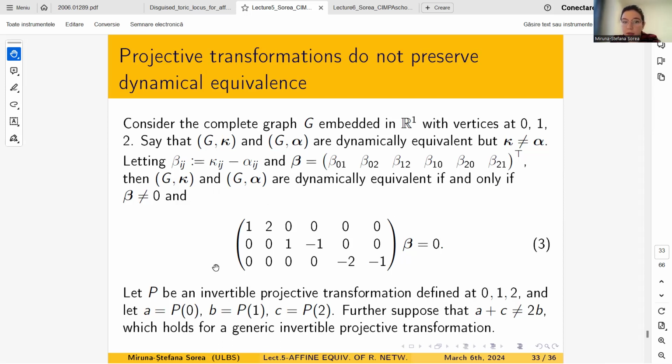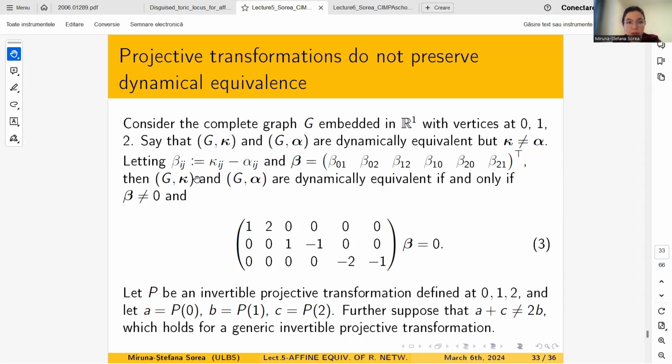In a compact way of writing this, the fact that G with the rates K and G with the rates alpha are dynamically equivalent, based on what I was explaining, holds if and only if the new rates alpha satisfy these equations. So written in this form, just check the vectors, what happens here, keeping in mind that it's the same graph. If you plug in these equations, you will see that it's true.